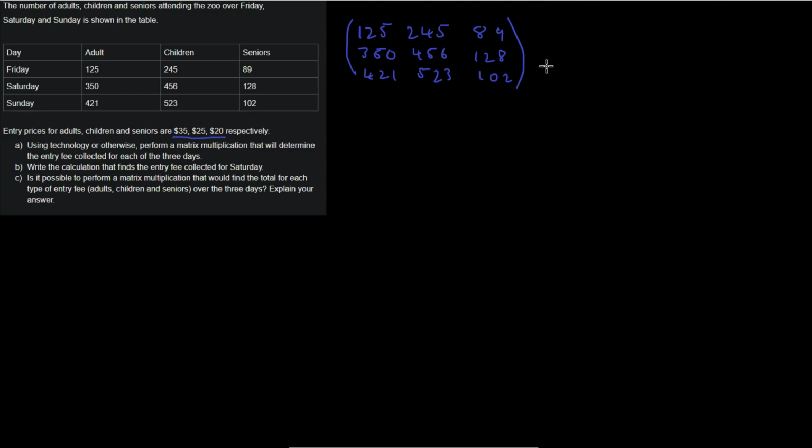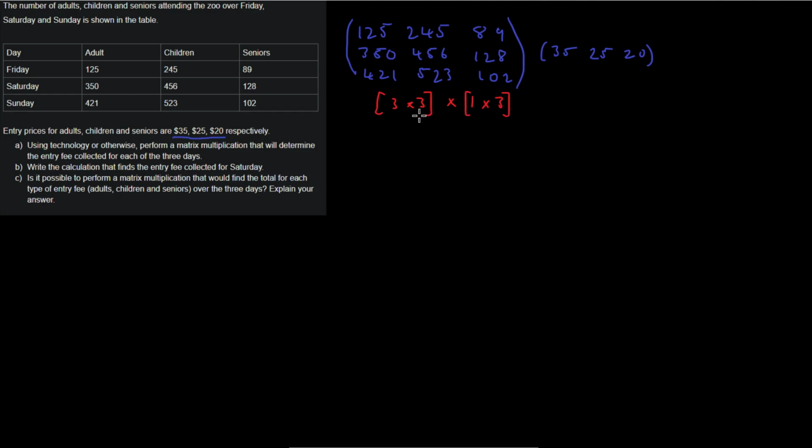And you might think, okay, well, I'll write it like that. I'll try that. 35, 25, 20. What we can do is check whether this matrix multiplication will even work. So our first matrix, if we think about its dimensions, is a 3 by 3 matrix. And we're multiplying by this. Now how many rows does that have? That's got 1 row and 3 columns.